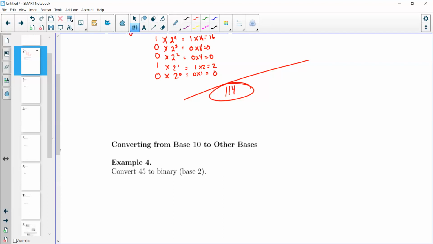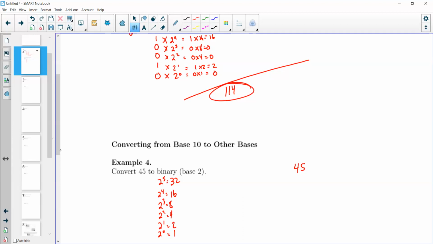Same principle. 2 to the 0, which is 1. 2 to the first is 2. 2 to the second is 4. 2 to the third is 8. 2 to the fourth is 16. And 2 to the fifth, 32. 2 to the sixth is 64, so we don't need to go there. So I'm starting with 45.